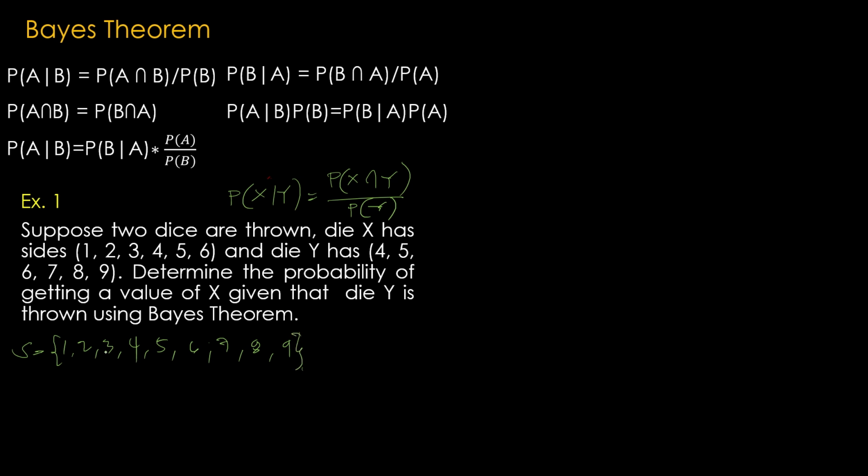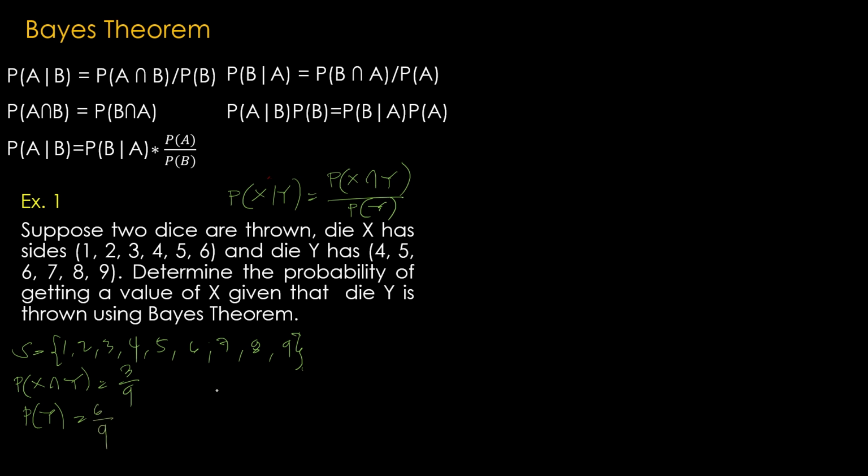Okay, so the probability of X given Y would be equal to the probability of the intersection of X and Y divided by the probability of Y. What's the probability of the intersection of X and Y? Ano yung pinagkakapareho ng X and Y? That would be 4, 5, and 6. So the probability of the intersection of X and Y is equal to 3 over 9. And the probability of Y, that would be how many points in event Y? That would be 6. So 6 over 9.